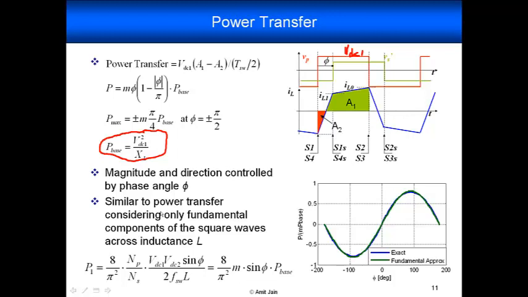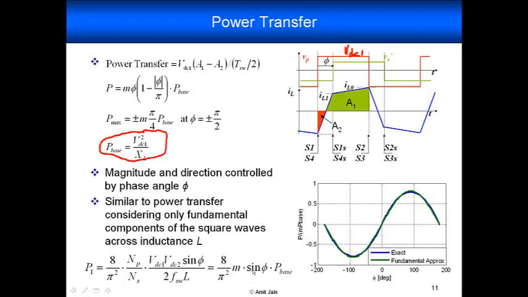The power transfer is very similar to what we would get if we did a fundamental component analysis. So what we could do is replace these square waves Vp and Vs prime by their fundamental component at the switching frequency, and the inductance by its impedance at the switching frequency, and then we can derive the power transfer as in the 2-bus AC case. And we come up with this expression.